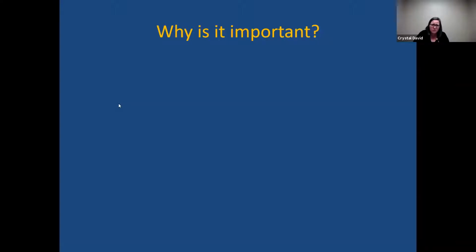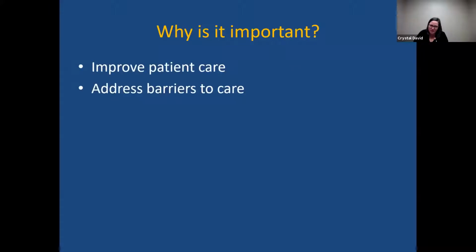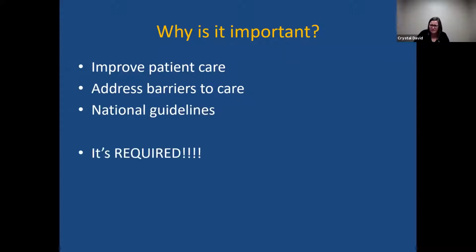So, before we do something, we need to know why it's important. For this one today, we want to improve patient care, address any barriers to care that we might notice for patients, and make sure we're meeting national guidelines. And then, an important thing here is it's required, at least for family medicine. I know that they need to do one quality improvement project during their residency. So it's important to do it because you have to. Also, if you are involved in our quality improvement symposium, you might even win some money, right? And so we'll talk a little bit about that as well.